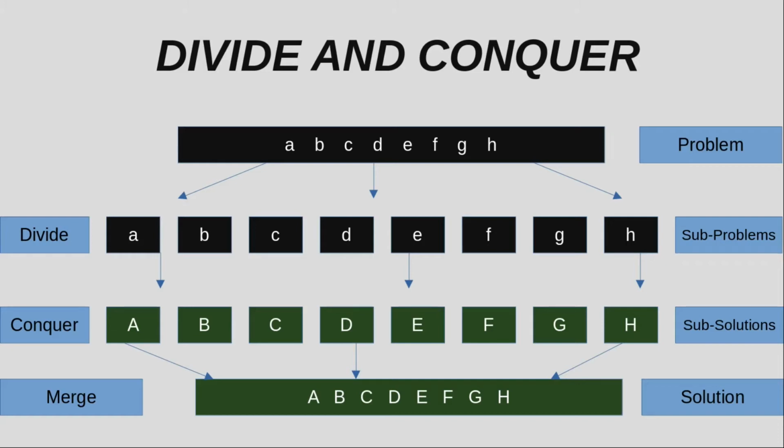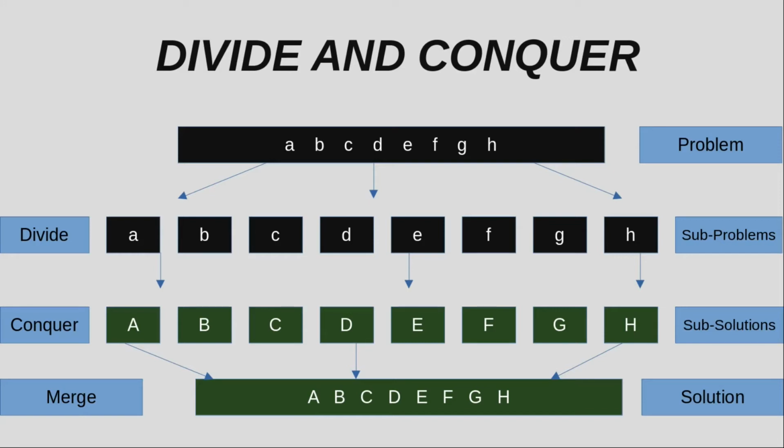As you can see there, we have a problem made up of elements a, b, c, and so on. The original problem is the whole of this, and we break it down into sub-problems, then obtain the sub-solutions, and then we merge them to have the final solution.